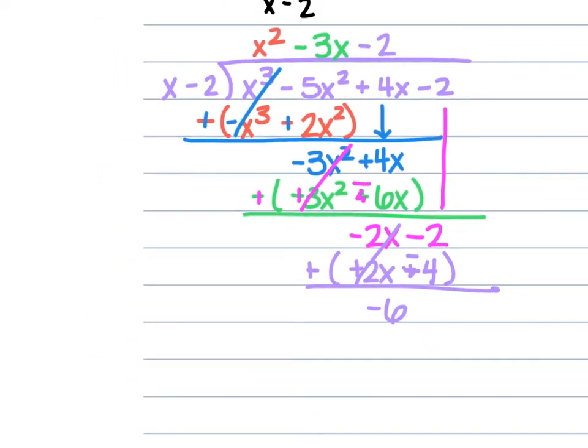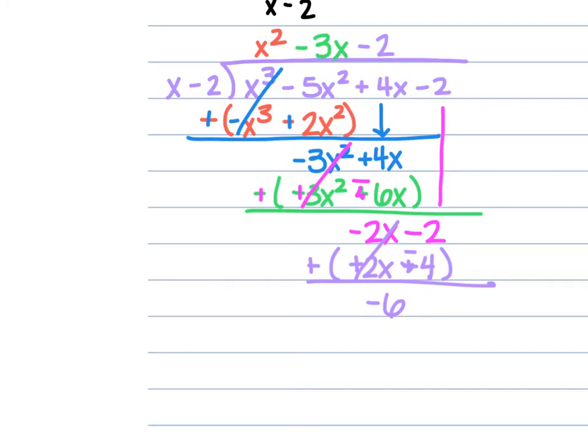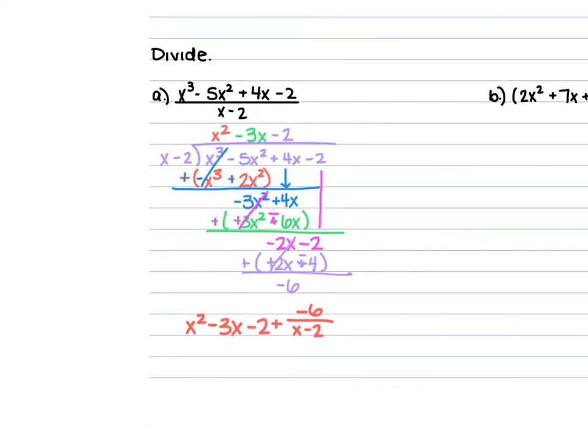Now when you go to write this, you're going to have your trinomial on the top, so the x squared minus 3x minus 2 plus, if you have a remainder, it goes on the top of what you're dividing by, so that x minus 2 is on the bottom and that negative 6 is on the top. If you didn't have a remainder and you got 0 at the very end, you'd just have the x squared minus 3x minus 2. So here, this is our answer.